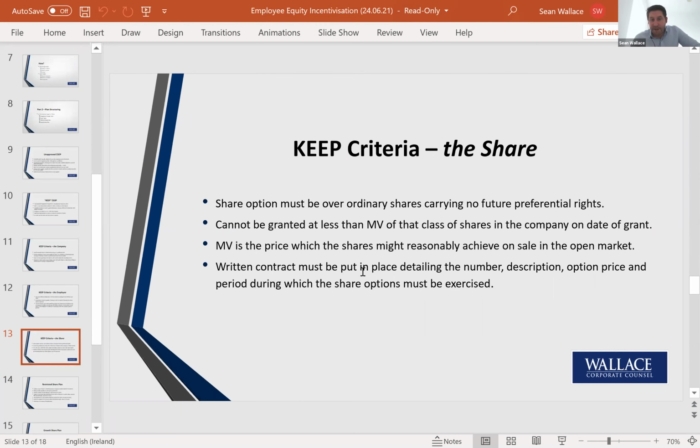And again, the share, it's an option over ordinary shares, or we could have non-voting ordinary shares. It cannot be, and this is critical as well, granted at less than market value. And that can be quite an impediment. So later joiners will have less benefit, because they'll have to pay an exercise price at the time of sale, which is pegged to the value of the business at the date they got their options. So early option holders get more value, et cetera.